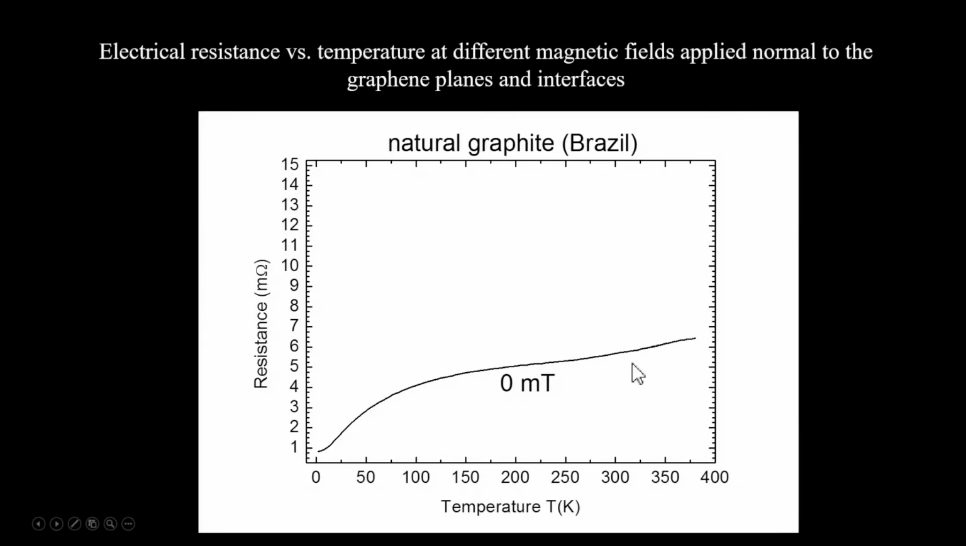Let us start with the resistance versus temperature of a bulk natural graphite sample from Brazil. Here we see the typical metallic-like resistance of graphite. We note that this metallic response is not intrinsic to ideal graphite, but is due to the internal interfaces most bulk graphite samples have.